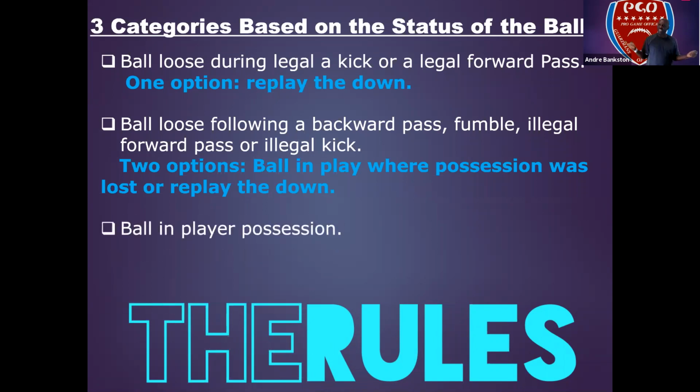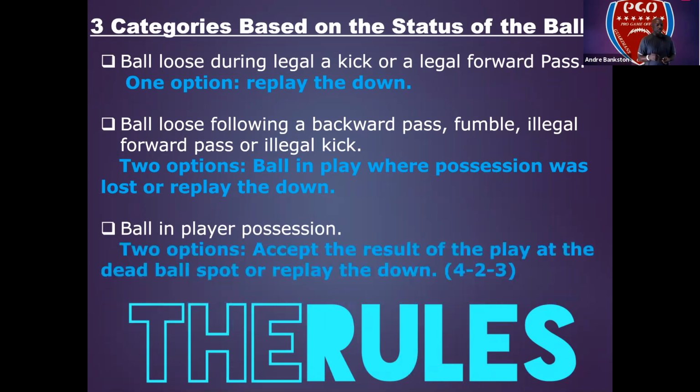And ball and player possession, 2 options. Accept the result of the play at the dead ball spot or replay the down. Again, inadvertent whistle, drop the beanbag at the player's yard line, and then as the referee explains to the team, they get different options. There you go.